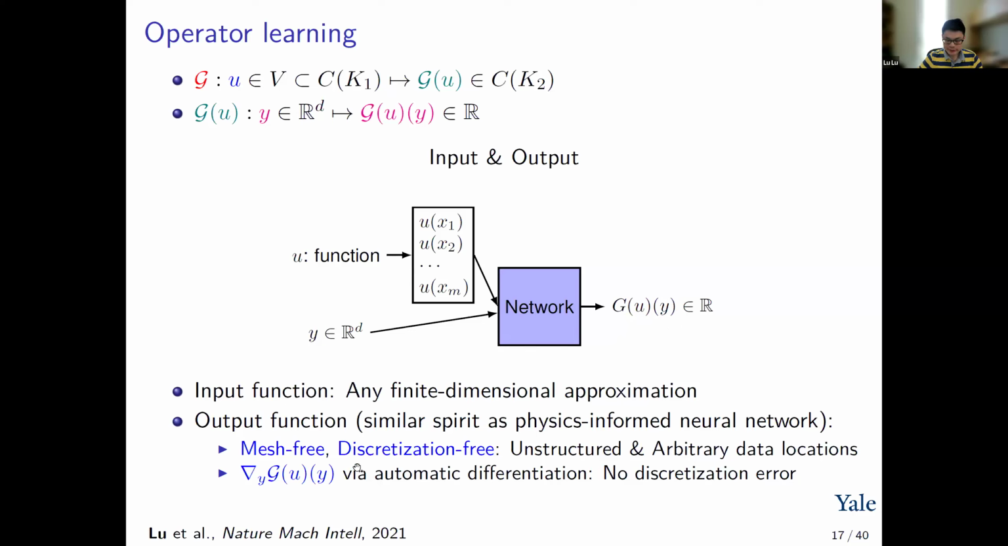So it's mesh free. And also, when we train this network, in many cases, we need to compute the PDE loss, which means we need to compute the derivatives of the G(u) with respect to y, right? Because G(u) is the PDE solution, y is its coordinate. Then by using the same idea as PINNs, we can compute the derivative or gradient of G(u) with respect to y by using automatic differentiation. Again, there is no error for computing these derivatives.